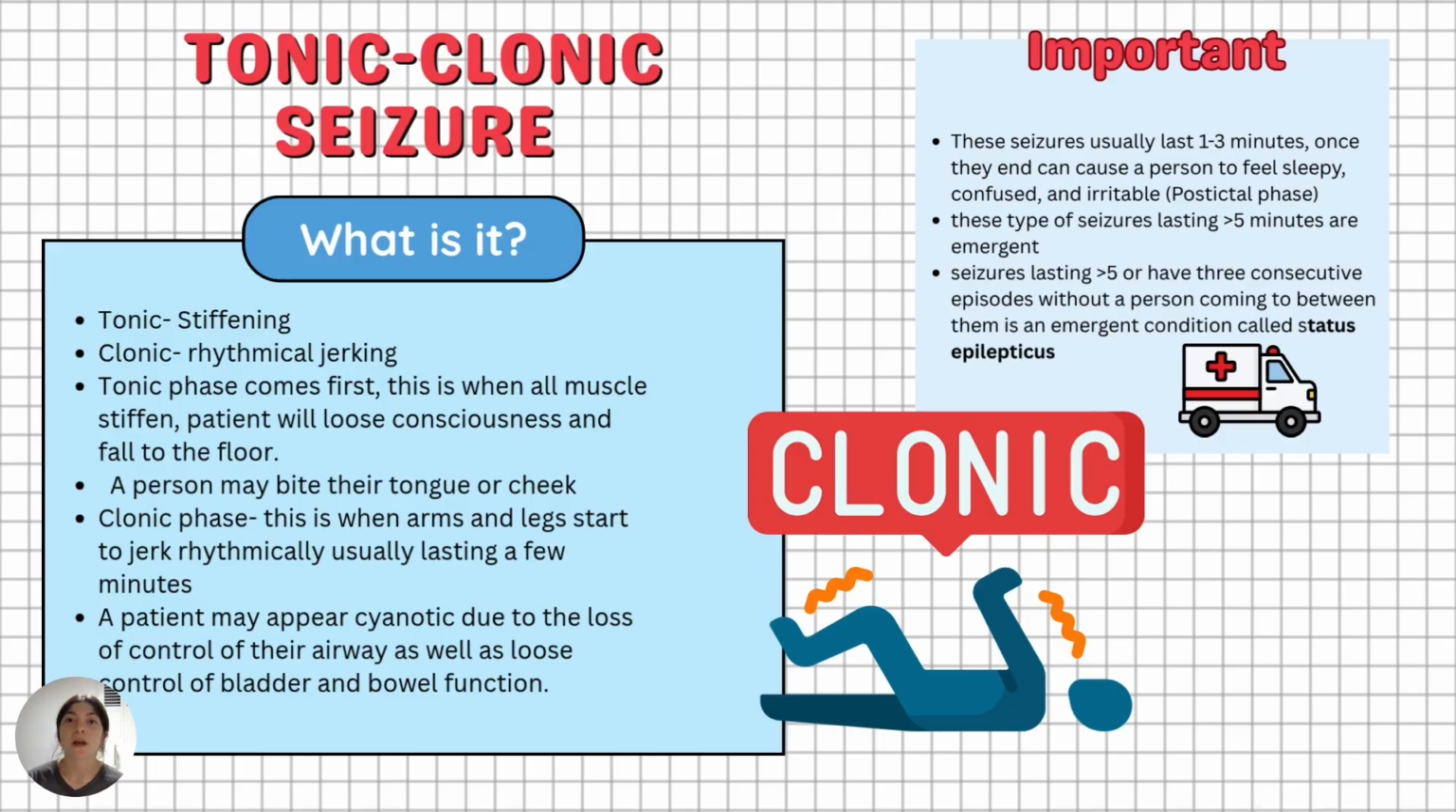And then there's the postictal phase, which is when a patient finally comes to, they're a little bit confused, they might be irritable or feel sleepy, and this could last a wide range. Seizures lasting greater than 5 minutes or 3 consecutive episodes without a person coming to in between is status epilepticus and an emergent patient.